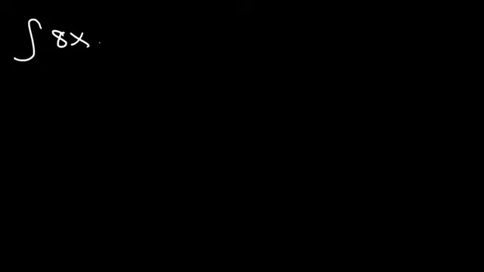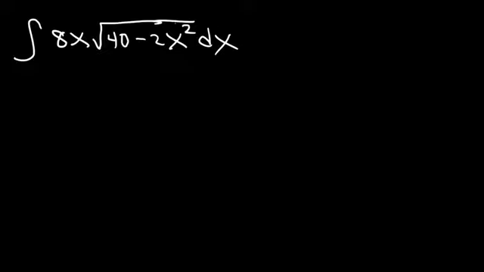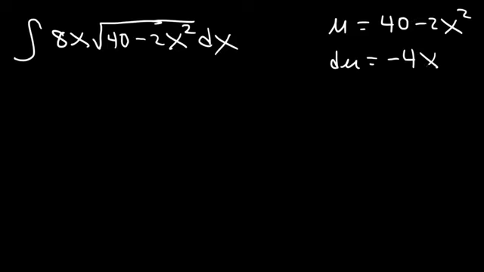Here's another one. Find the indefinite integral of 8x times the square root of 40 minus 2x squared dx. So typically you want to make u equal to the stuff that's more complicated, and that is the stuff on the inside of the square root. If we make u equal to 40 minus 2x squared, du is going to be, the derivative of 40 is 0, so we can ignore that, and the derivative of negative 2x squared, that's going to be negative 4x dx. So isolating dx, we need to divide both sides by negative 4x, so it's du over negative 4x.